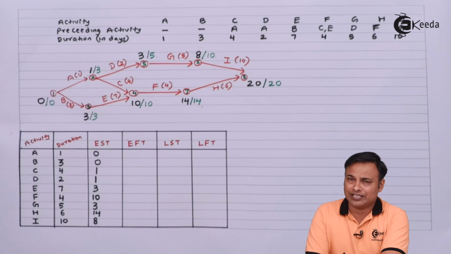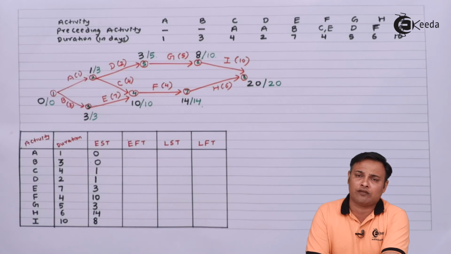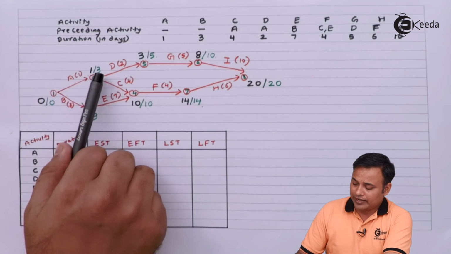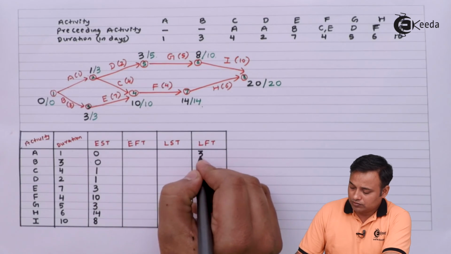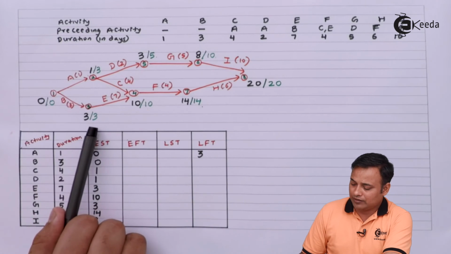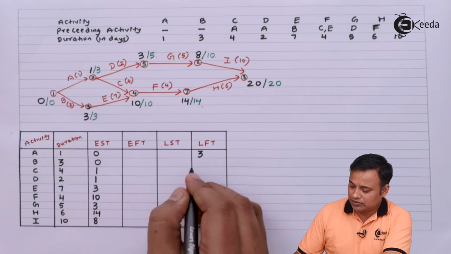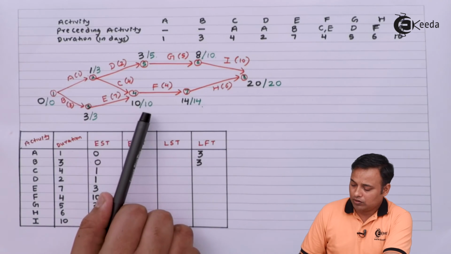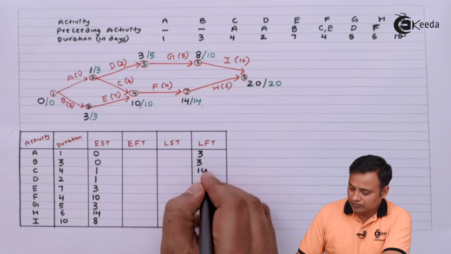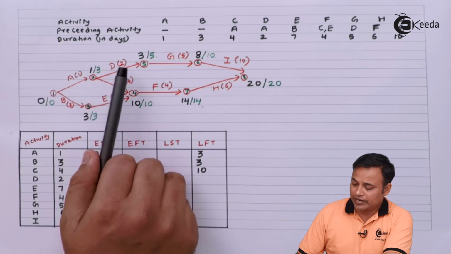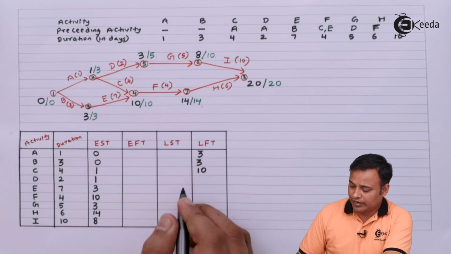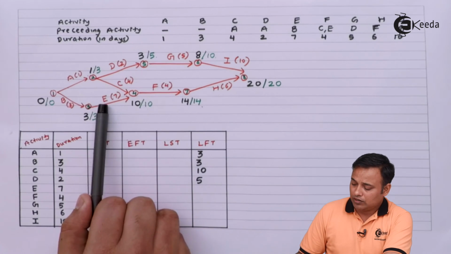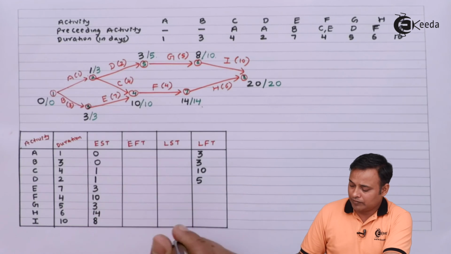Now we'll work out the latest finishing time and we'll look at the head of the activity. A's head is 2, right-hand side number is 3. B's head is 3, right-hand side number is 3. C's head is 4, right-hand side number is 10. For D, the head is 5, right-hand side number on the head is 5. For E, the head is 4, right-hand side number is 10.